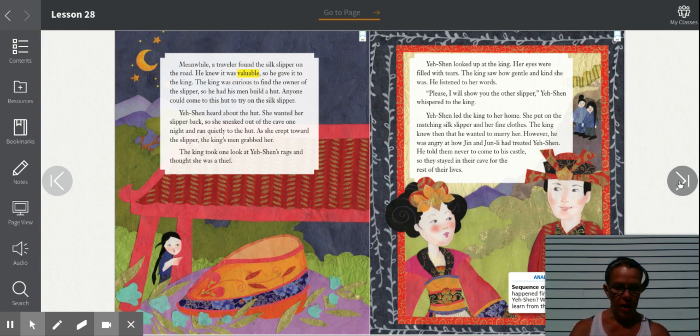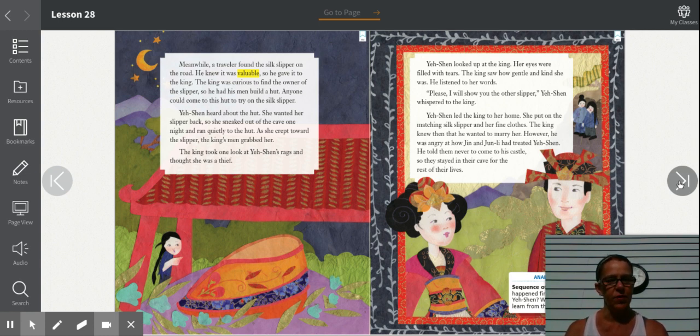Meanwhile, a traveler found the silk slipper on the road. He knew it was valuable, so he gave it to the king. The king was curious to find the owner of the slipper, so he had his men build a hut. Anyone could come to this hut to try on the silk slipper.